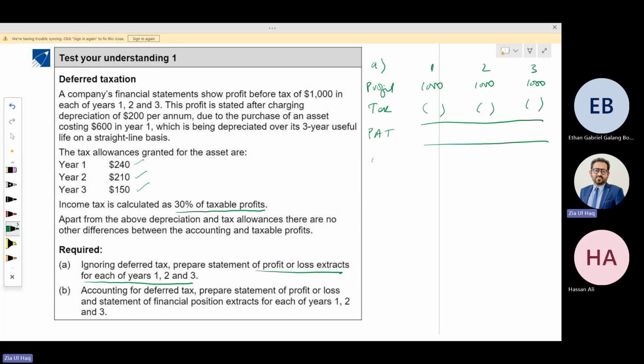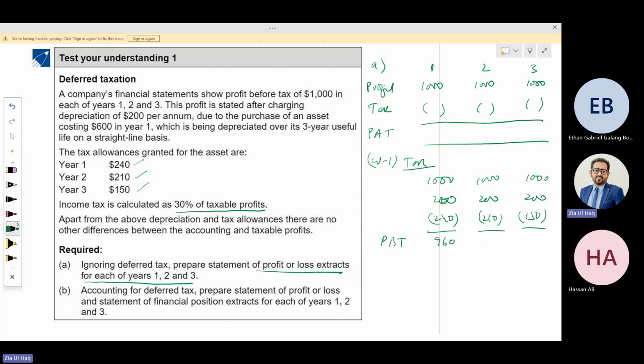How can we calculate tax? Working one, tax calculation. We have a profit of 1,000, 1,000, 1,000 that is based on 200 depreciation. While the tax department says no, you need to charge 240, 210, 150. So whatever depreciation we have charged as expense, we will add back, and whatever they are saying, that we need to deduct: 240, 210, and 150. Based on this, we can calculate profit before tax. That is 960.